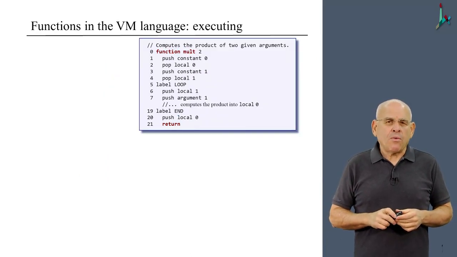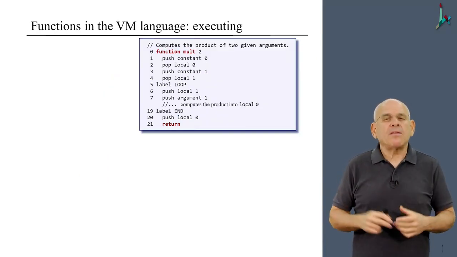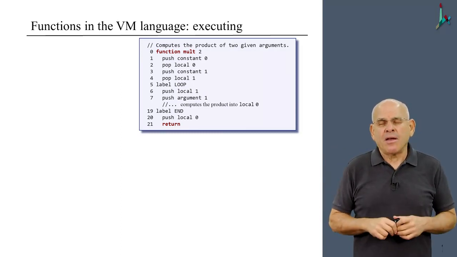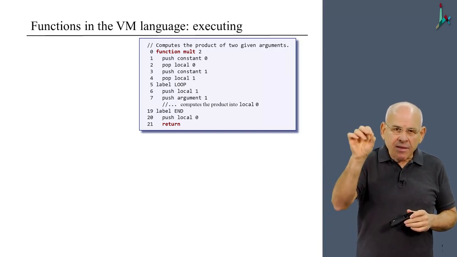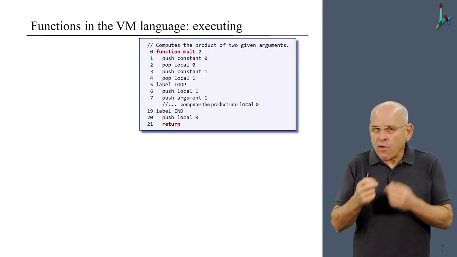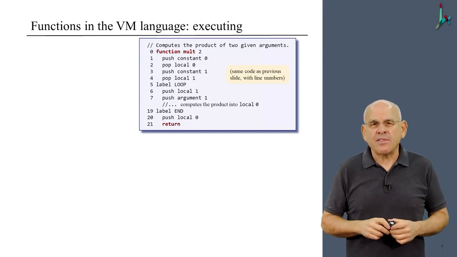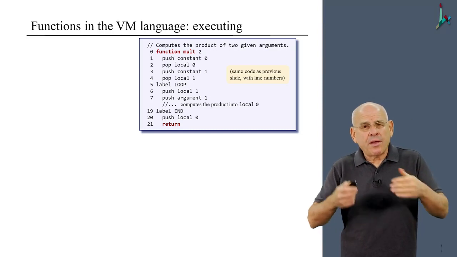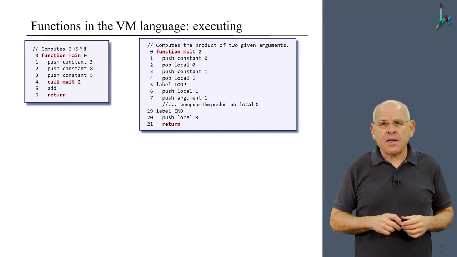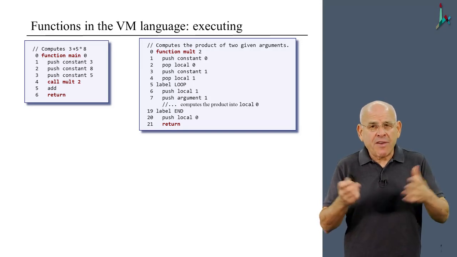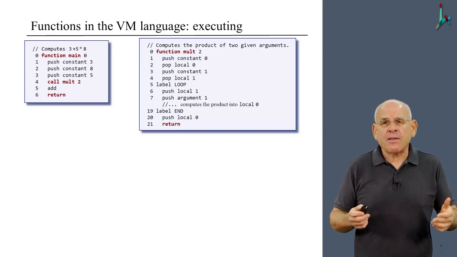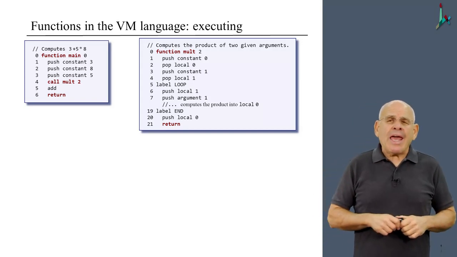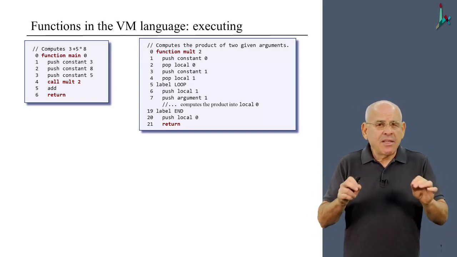All right, so what I do here is repeat the same mult function that you saw before in its VM version, and I also added line numbers just for reference, so we can have some common language. I also want to introduce some code that shows how we use this mult function. So here's a function called main that at some point includes the command call mult 2. And notice the syntax, call mult 2.